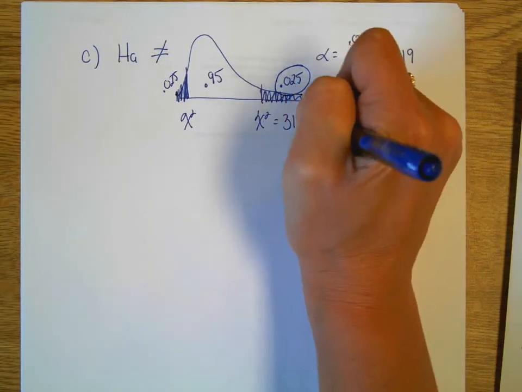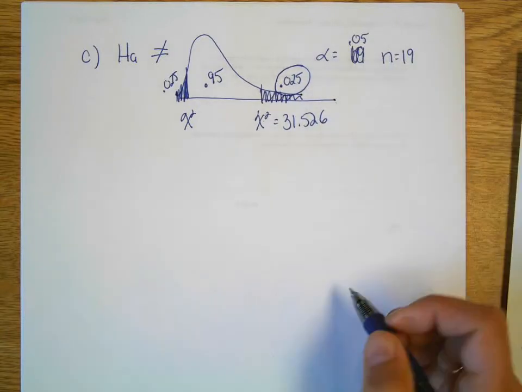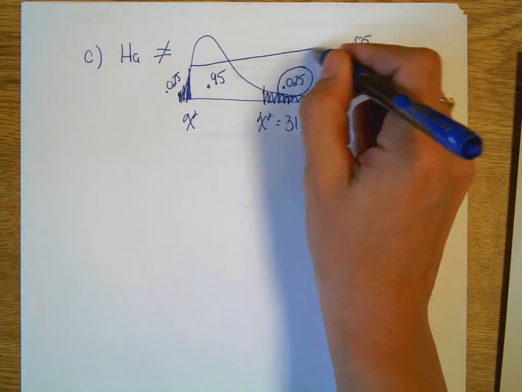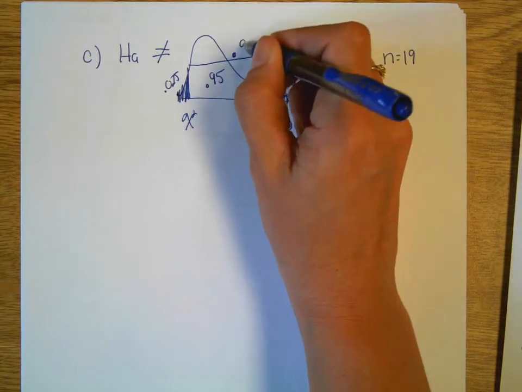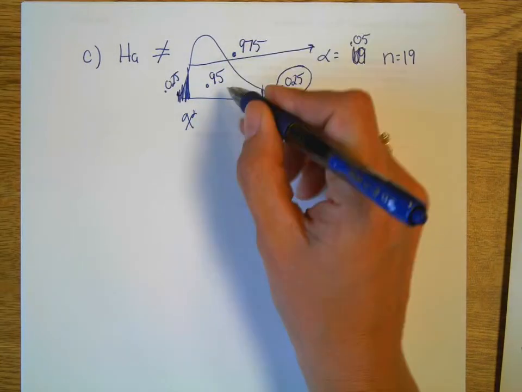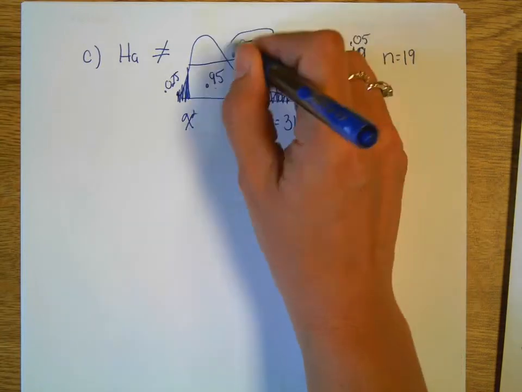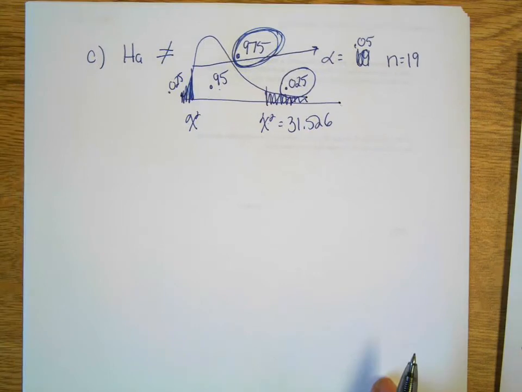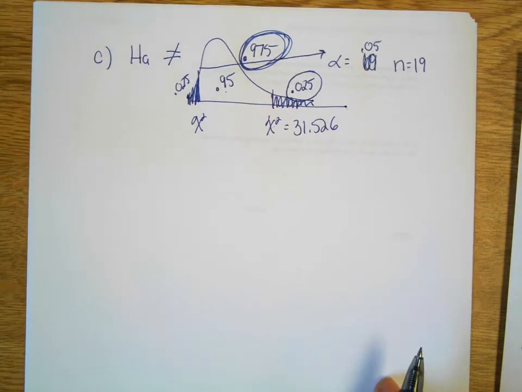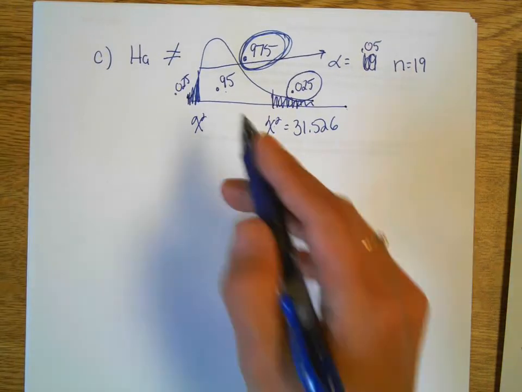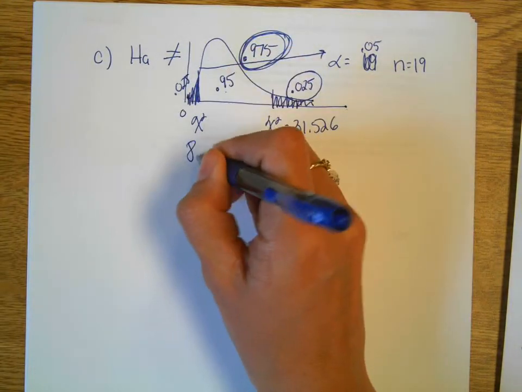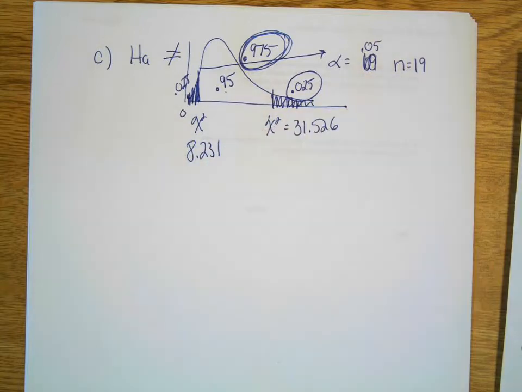31.526. Okay. To find this one, what area are you going to look up? 0.975. You've got to add the 95 and the 2.5 together. That's the one you're going to use to find this one. And it should be smaller because remember the number line starts at 0 back here. 8 point what? 231. Okay, are you good with reading the chi-square table?